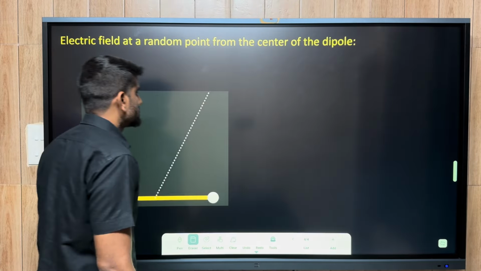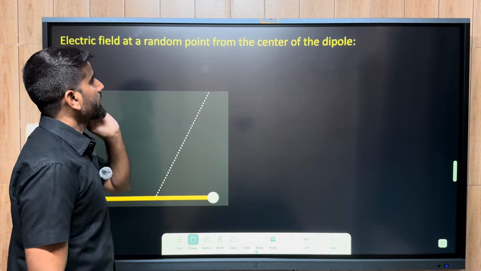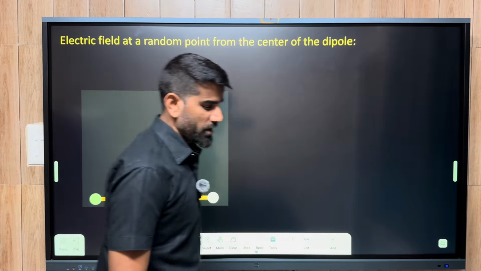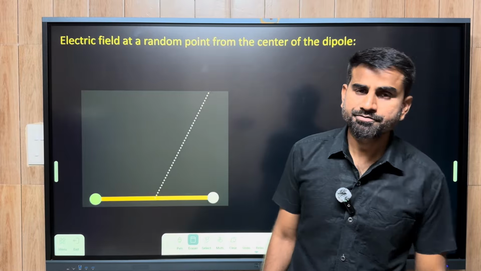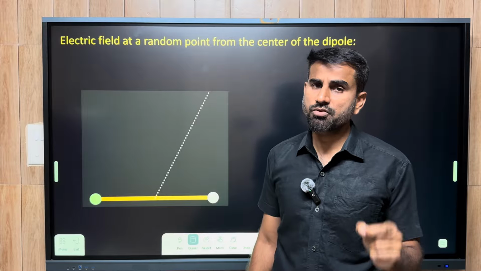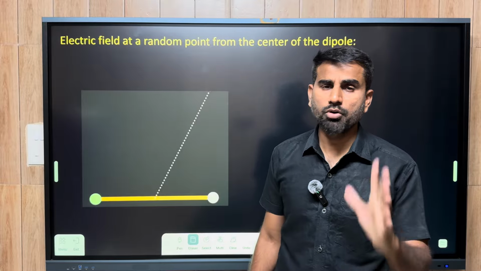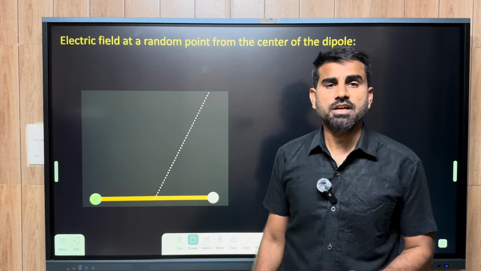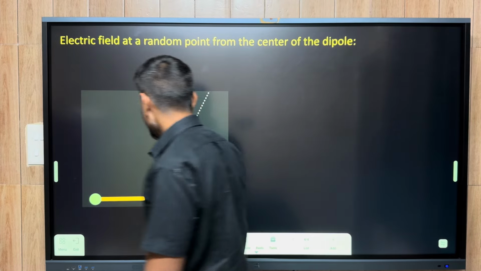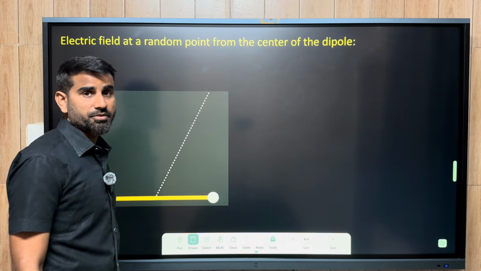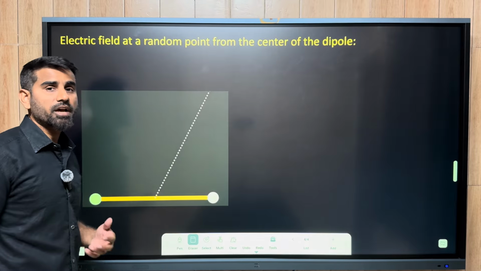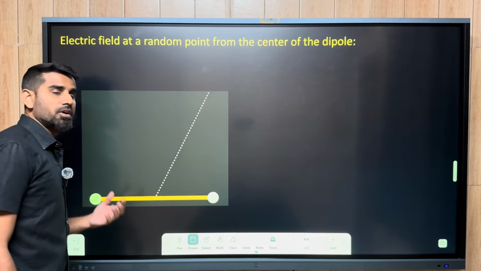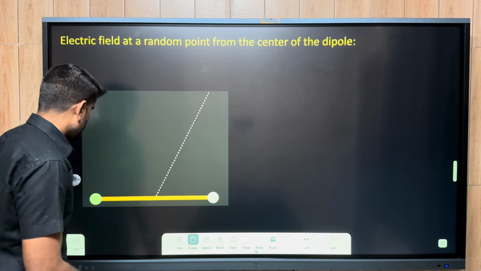Okay, now right, the electric field at a random point from the center of the dipole, okay. Every time we have been taking the distance to the point from the center of the dipole only, not from any of the charges. Just remember, I'm repeating this sentence just to remind you, so that you won't have any confusion while using it in solving the problems.